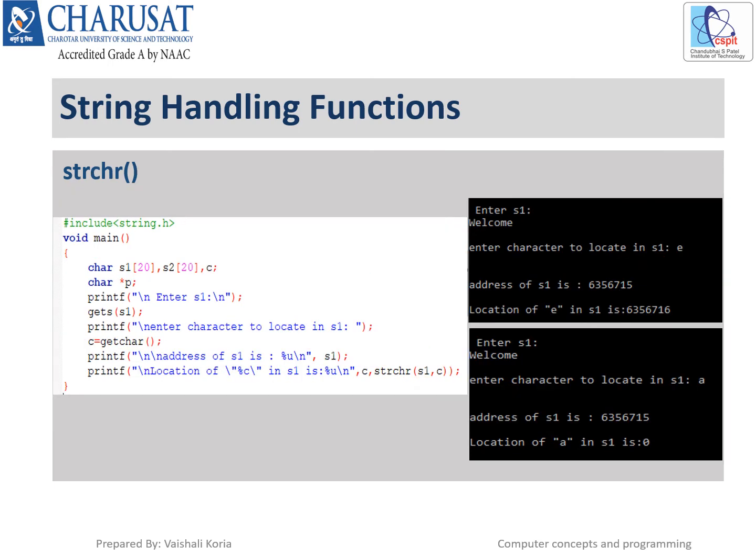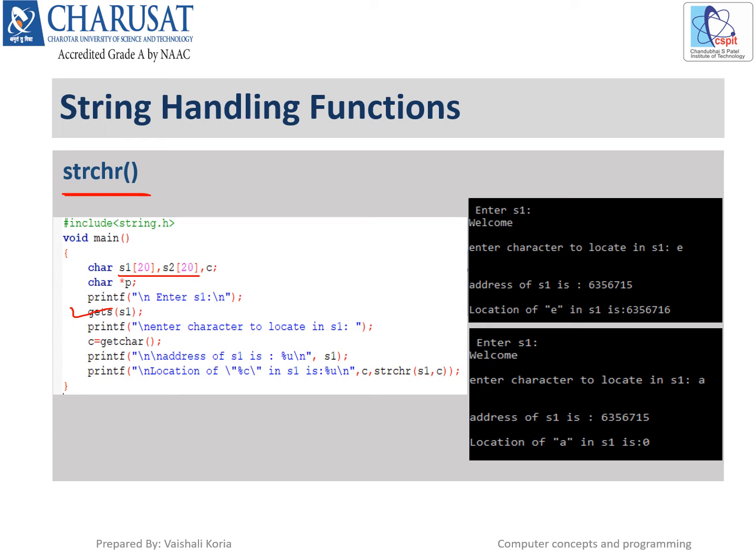The next function is strchr. The strchr function will locate a particular character in a string. If the character is present, it will return the address of that character in the string, and if it is not present, it will return null. Same thing, s1 and s2, taking values from the user. Here s2 is not required; only one string needs to be entered.